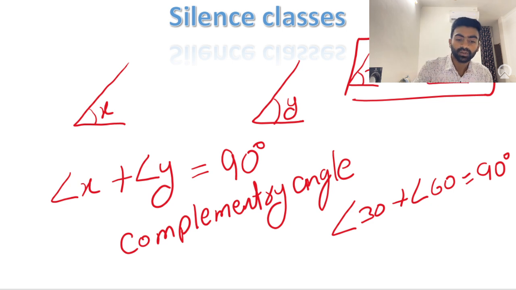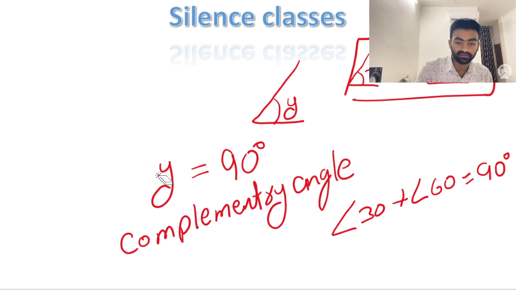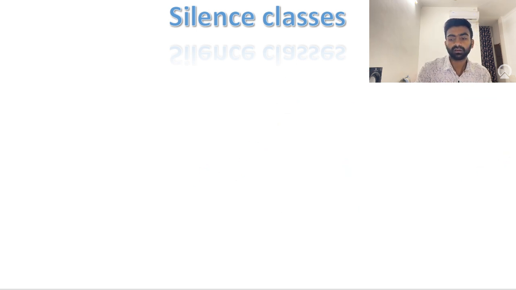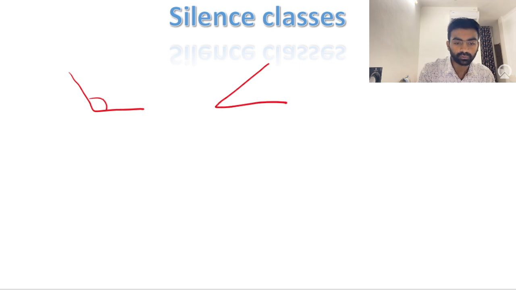Now we will talk about supplementary angles. What are supplementary angles? Like the same, we will draw two angles like this; it is known as x, it is known as y. We can name them a, b, x, y, anything we want.